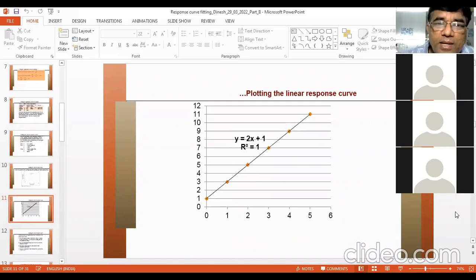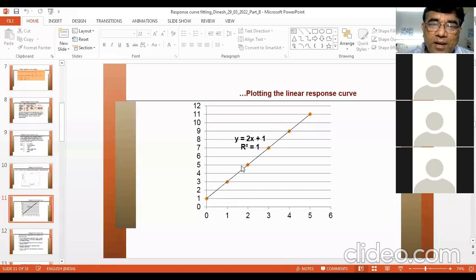Suppose this is a hypothetical example. Here you can see y is equal to 2x plus 1. You can either write it as y is equal to 1 plus 2x or 2x plus 1. It does not make a difference. American people write it as y is equal to 2x plus 1, but in India we write first a and then bx. It does not matter, it is the same. This is a hypothetical example to show you the best linear fit.